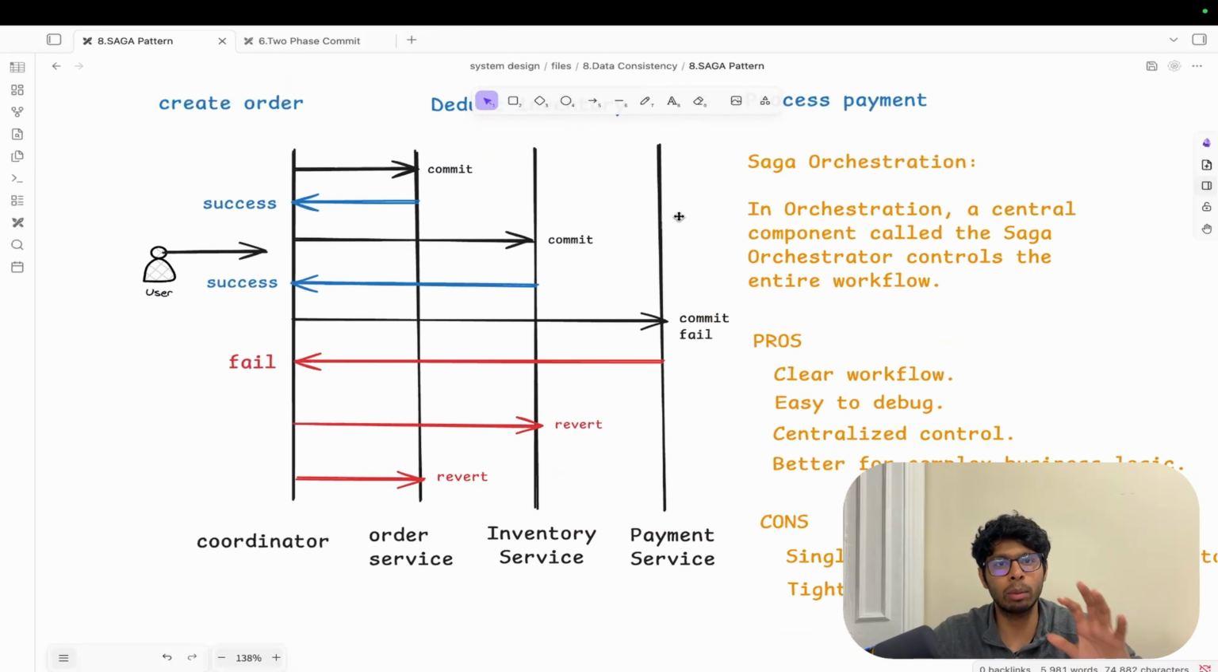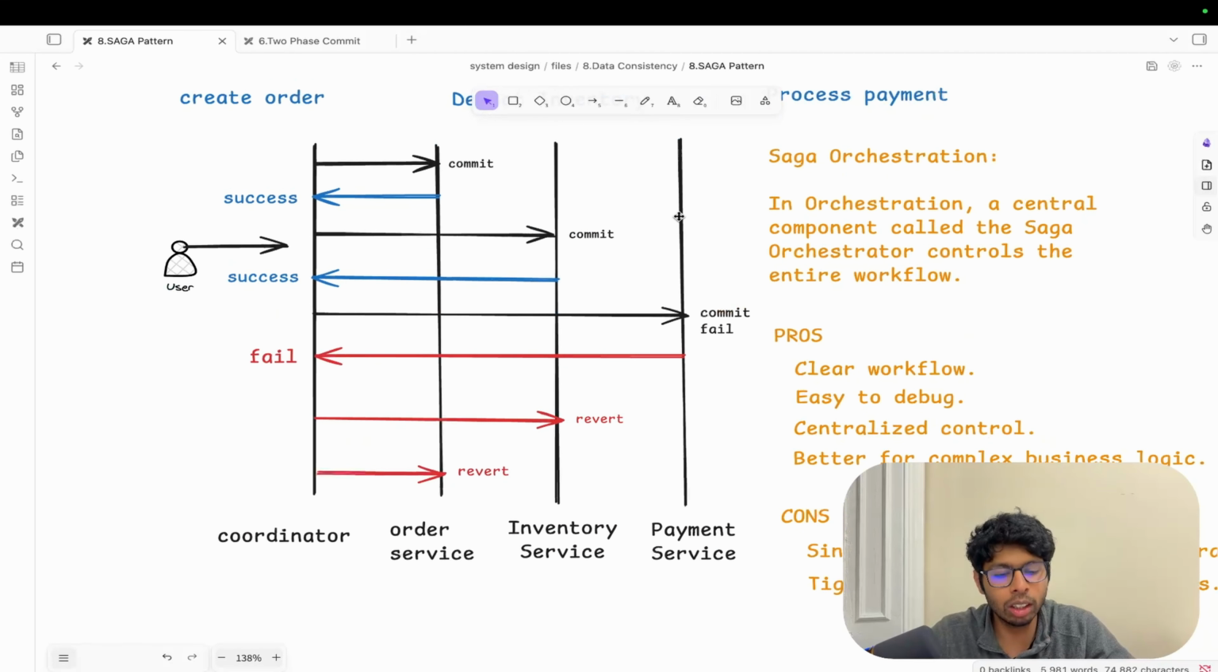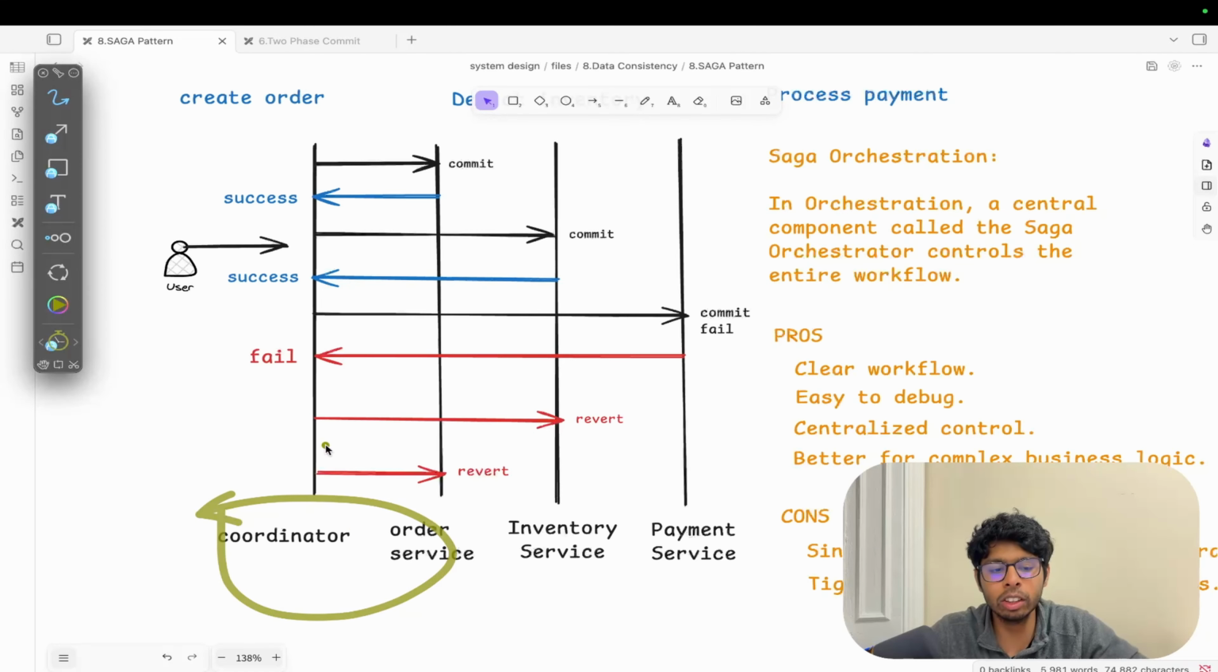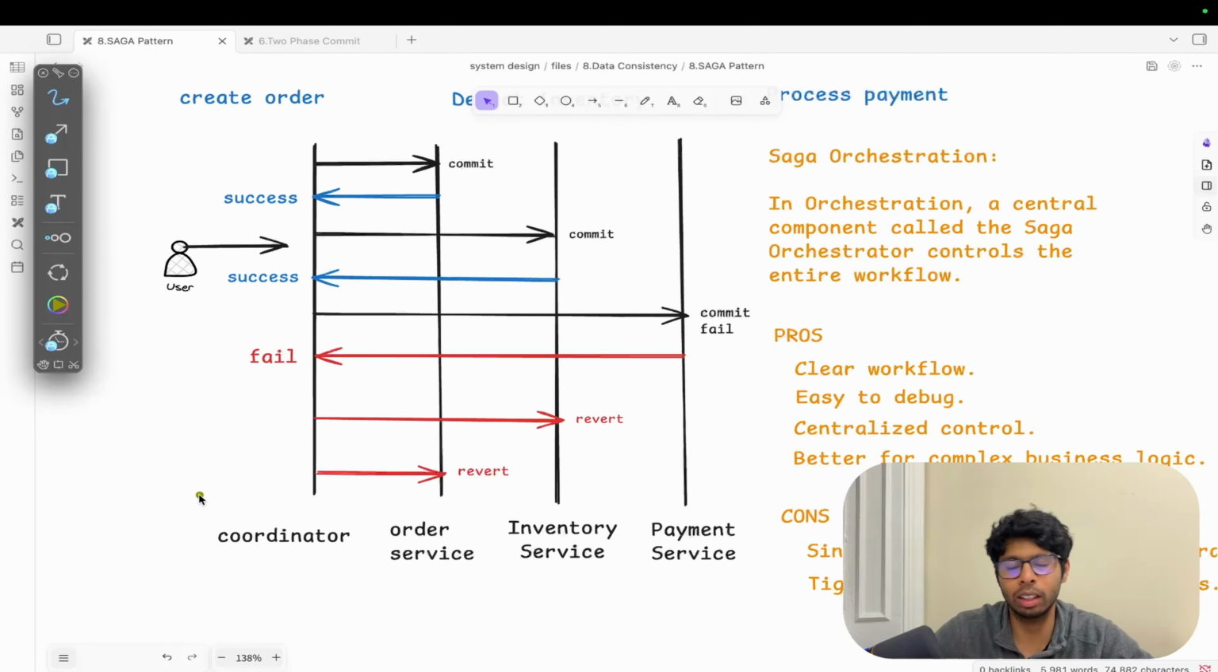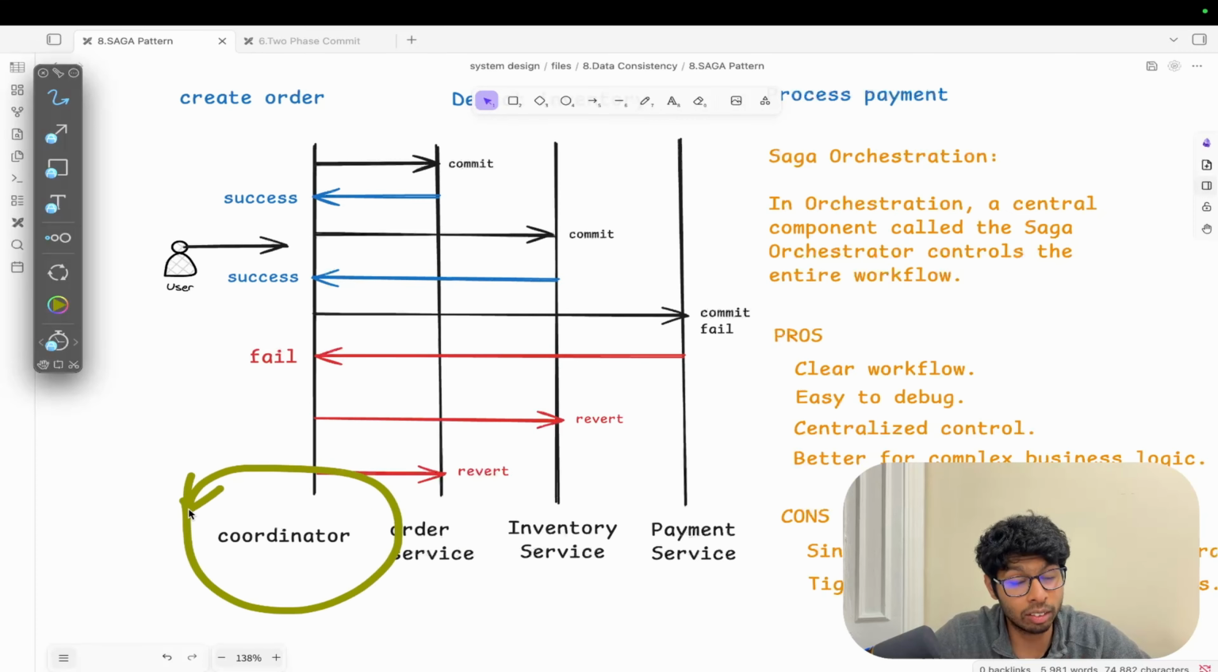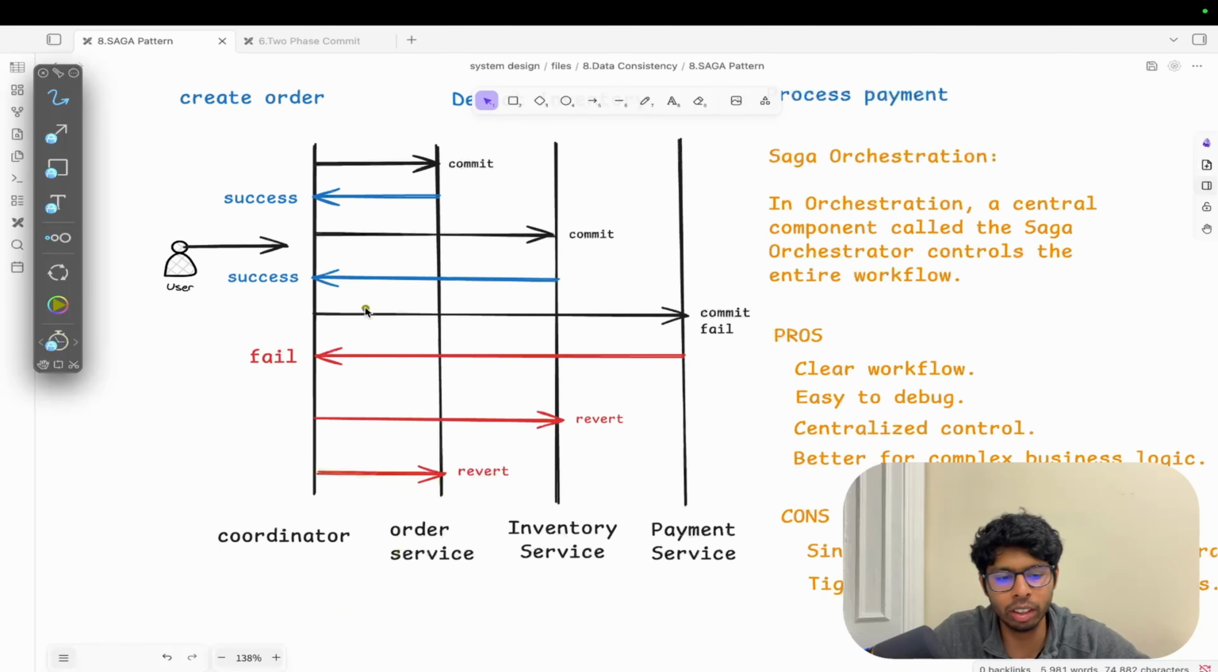So now we are studying saga orchestration. In saga orchestration we again have this coordinator. The user will send the request, the coordinator, or we can say the central entity, will receive it. After that it will send the request to the order service, inventory service, and the payment service. Okay, now the coordinator sends the request.